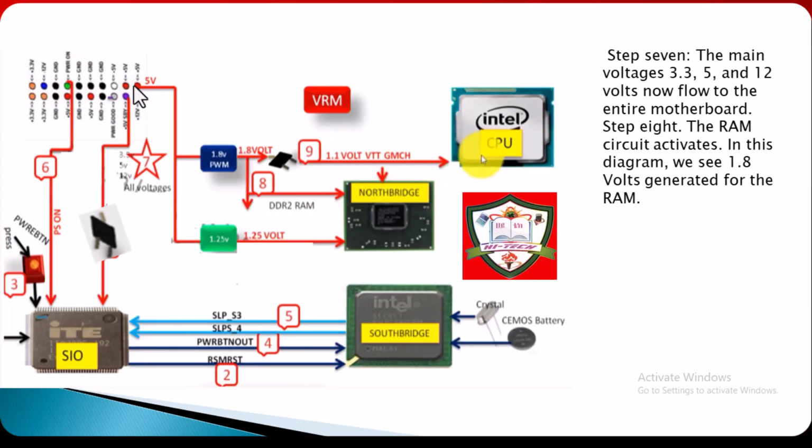Look, this one is 5 volt. This 5 volt is regulated to 1.8 volt. This 1.8 volt also goes to the CPU, North Bridge, and also the DDR2 RAM. And this 5 volt is also regulated to 1.25 volt and enters the North Bridge.